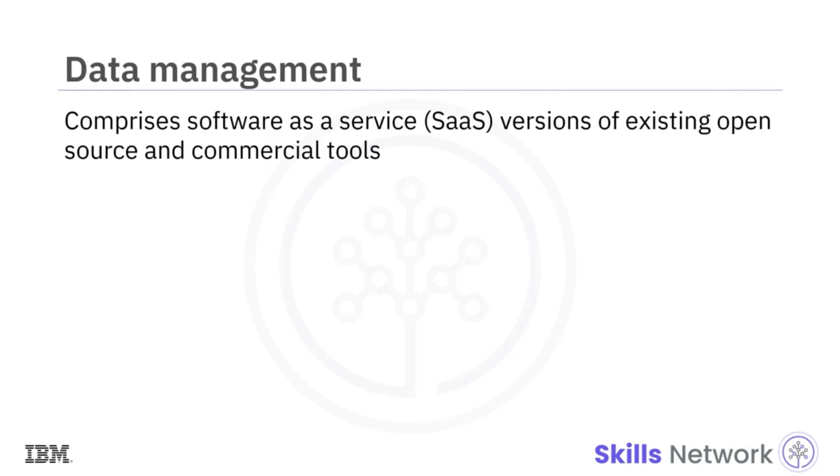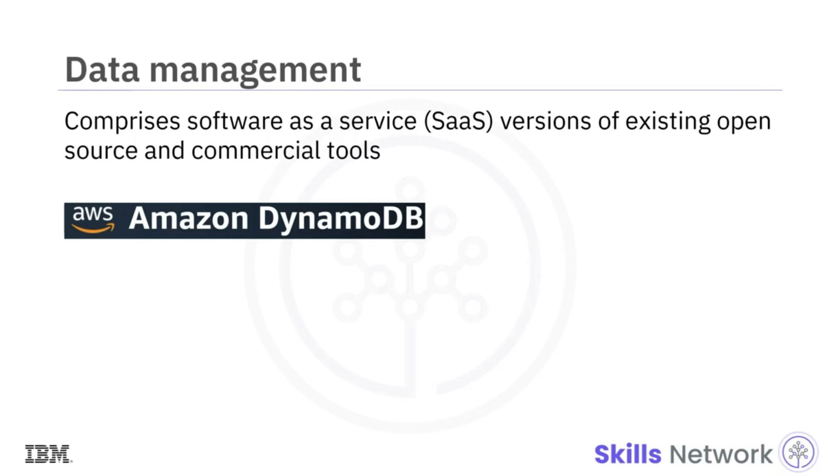In data management, with some exception, software as a service or SaaS versions of existing open source and commercial tools exist. The cloud provider operates the tool for you in the cloud. For example, the cloud provider operates the product by backing up your data and configuring and installing updates. Some proprietary tools are only available from a single cloud provider. One example of such a service is Amazon Web Services DynamoDB, which is a NoSQL database. It allows storage and retrieving data in a key value or a document store format. The most prominent document data structure is JSON.